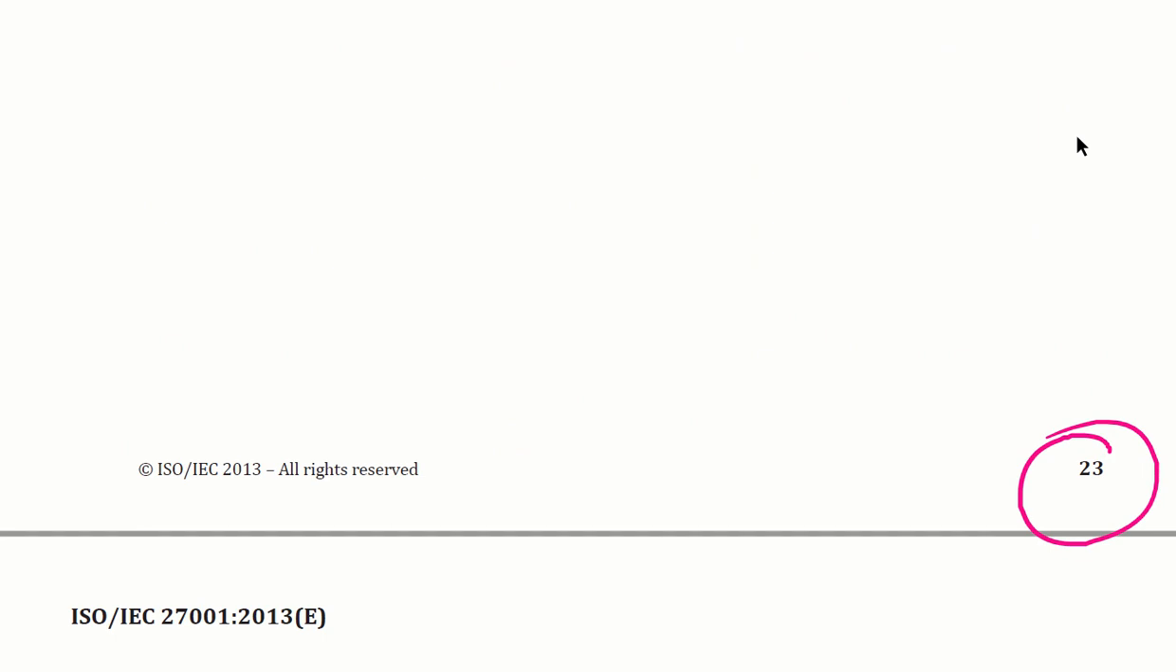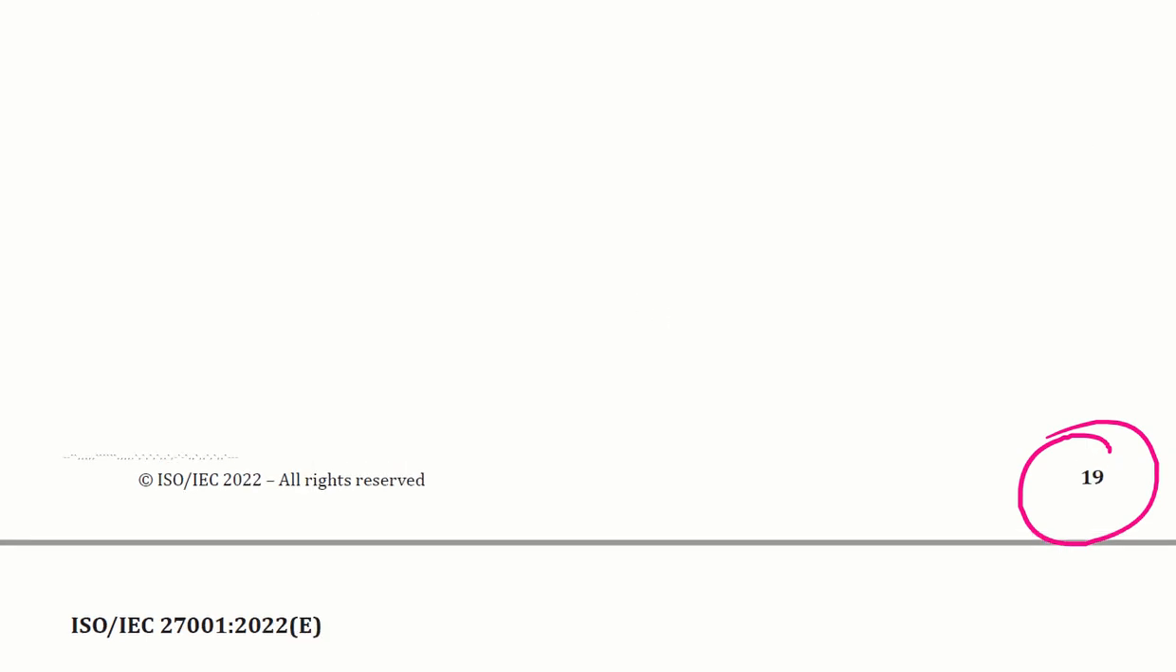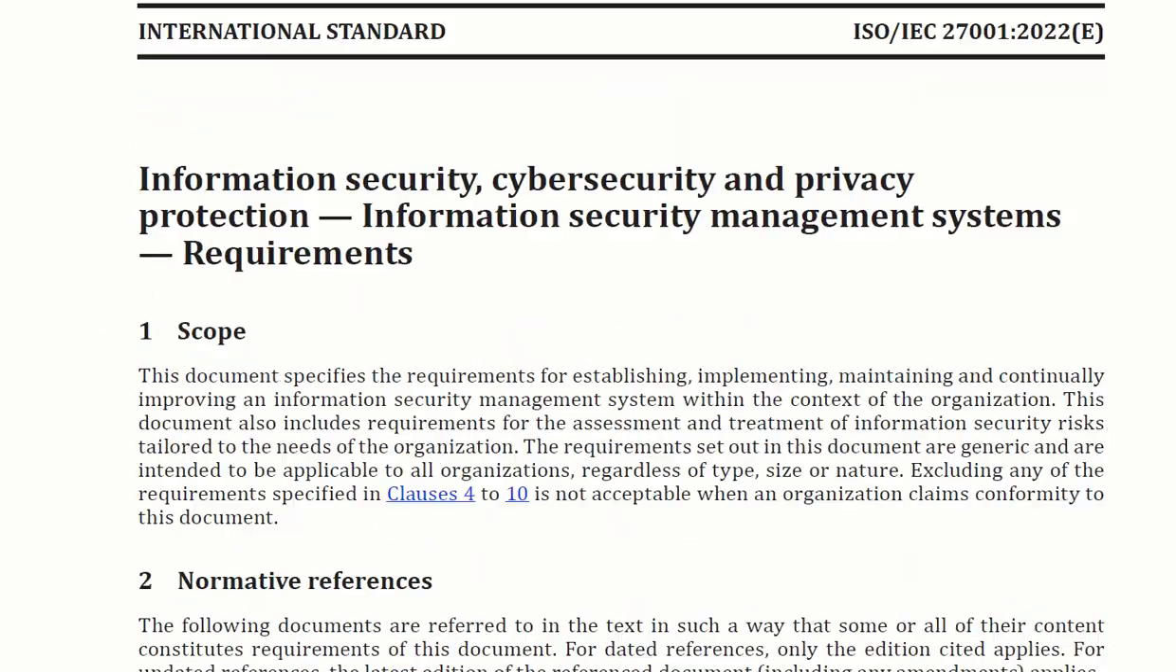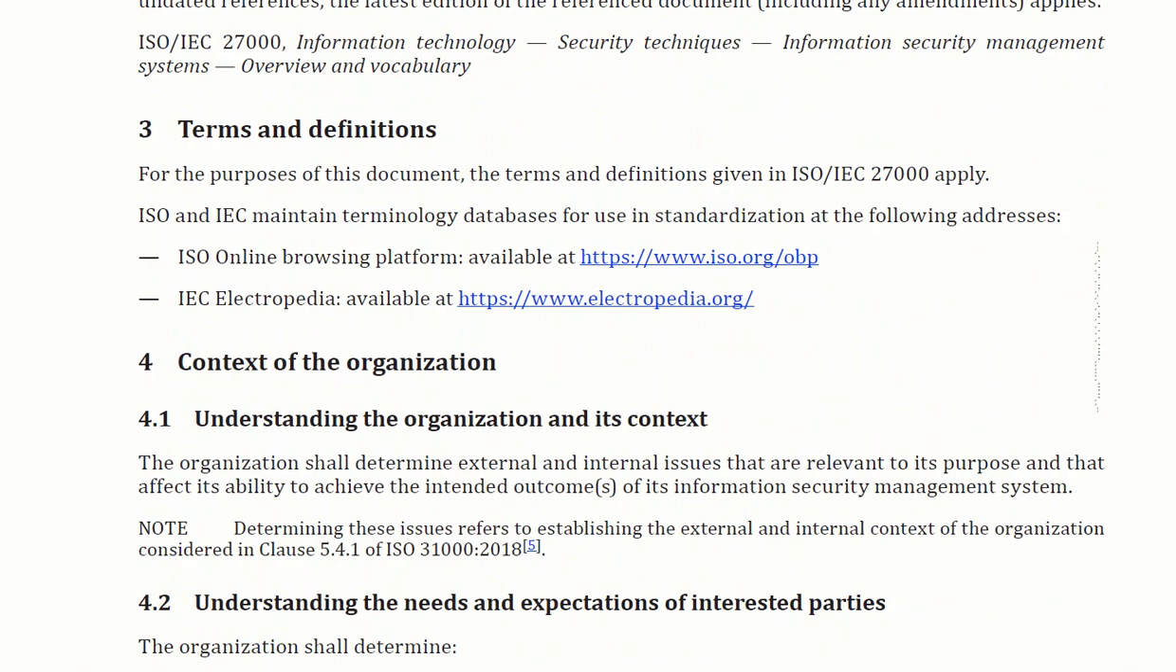Some new terminology database has been added in clause 4. If you go to clause 4, let's go directly to it. Oh, sorry, in clause 3. In clause 3, if you see, they have added the terminology database. All the terminology, the references or the terms and definitions, are now available in two hyperlinks. They have created two different hyperlinks, and on those hyperlinks you are able to find the terms and definitions.